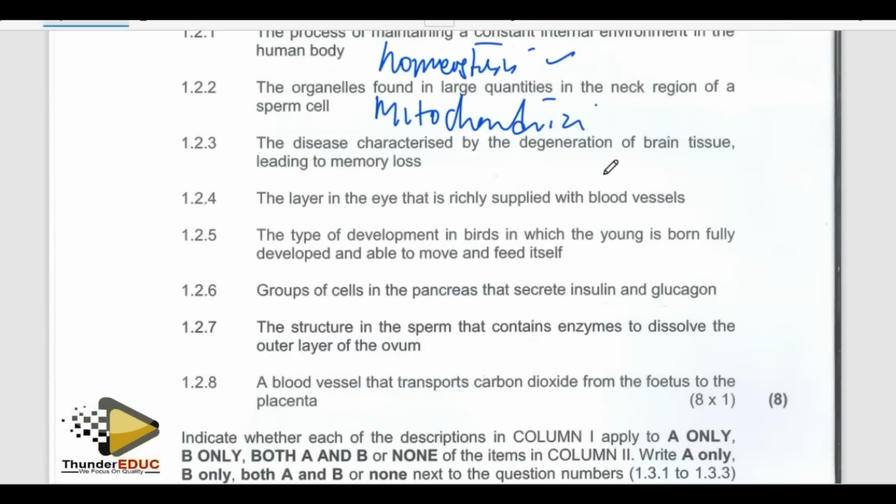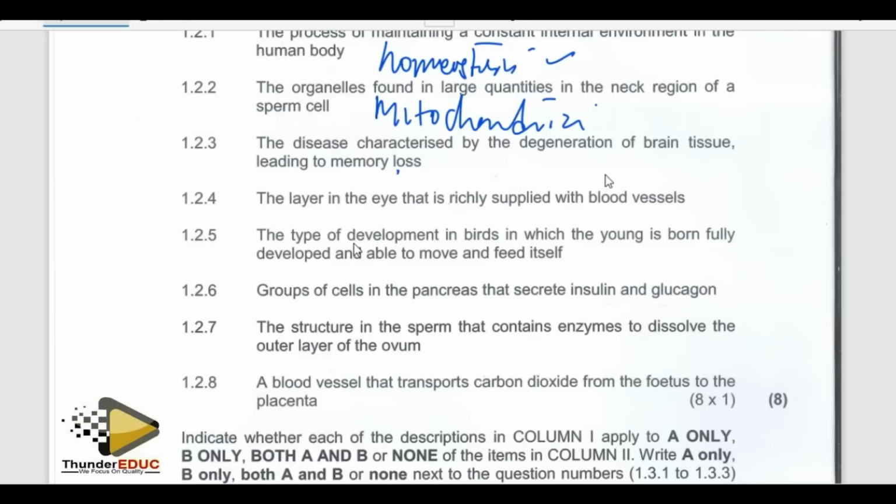They're saying disease characterized by degeneration of the brain tissue leading to memory loss. We call it degeneration of the myelin sheath, that is called multiple sclerosis. But now here they're saying degeneration of the brain tissue leading to memory loss. Hence, it is Alzheimer's disease. The layer in the eye that is richly supplied with blood vessels. How do you call that layer? If you look at it, it is even dark in color, black when we are drawing it in most cases. We call it choroid.